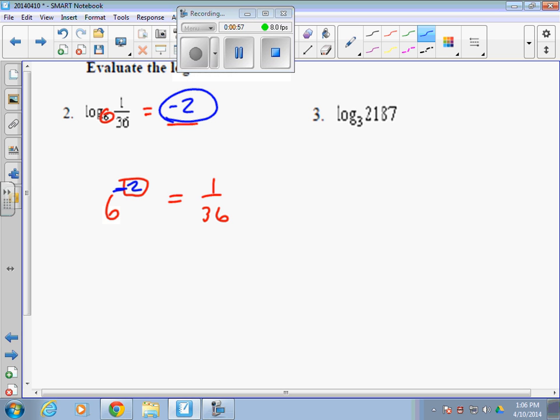This is saying log base 3 of 2187. So it's saying 3 to what power equals 2187. And when you raise 3 to the 7th power, that gives you 2187. 3 times itself 7 times.